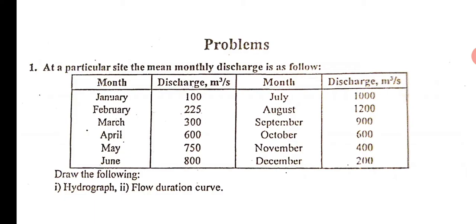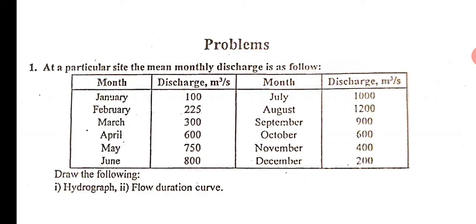So the mean monthly discharge for the 12 months is given right from 100, 225, 300, 600, 750, 800, 1000, 1200. These are the monsoon season, rainy season. Then September 900, October 600, November 400 and December 200. So what is asked? You have to draw the hydrograph and the flow duration curve.